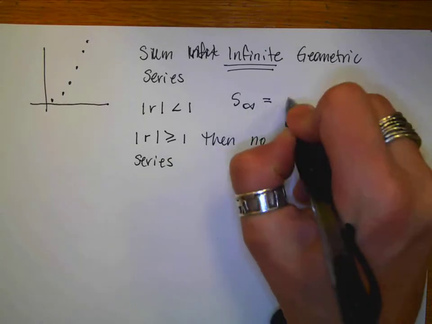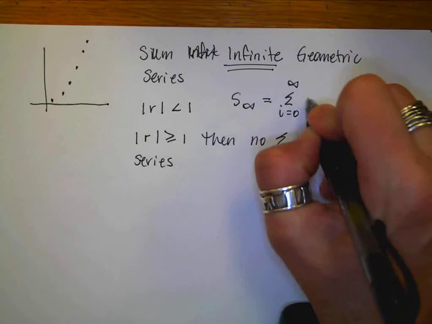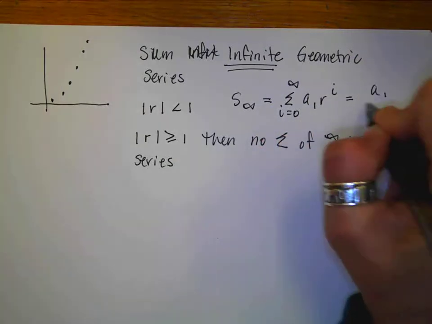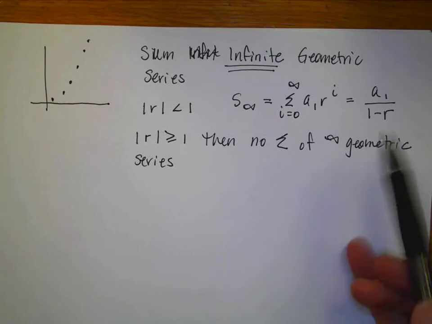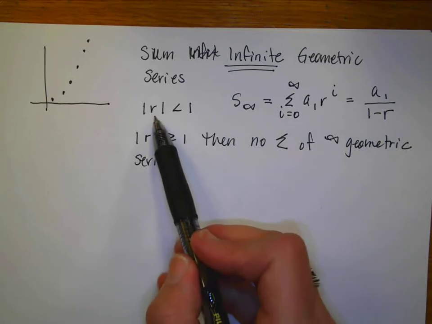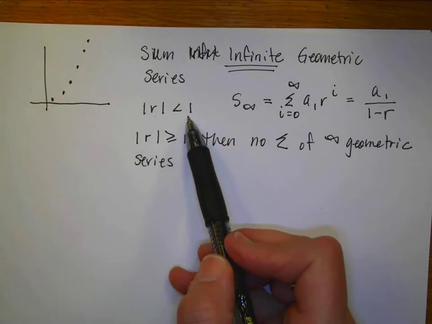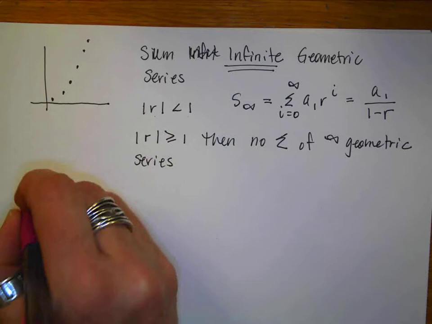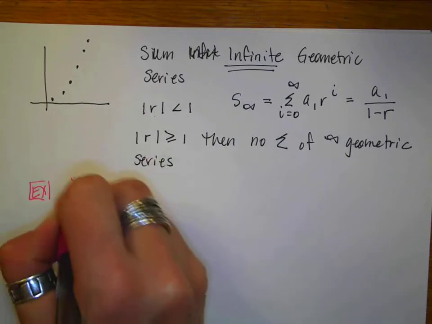If r is less than 1, then we would say my infinite sum is equal to the sum from i equals 0 or 1 to infinity of a sub 1 r raised to the i, which is going to equal the first term divided by 1 minus r. So it's a really simple formula. And remember that the only qualification is that the absolute value of r has to be less than 1, so it doesn't matter whether it's increasing or decreasing. Okay?